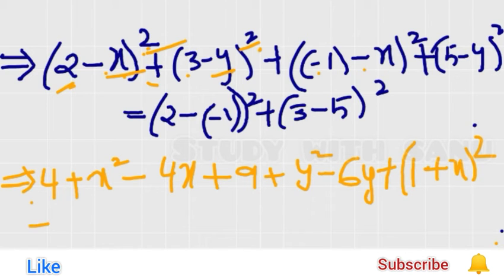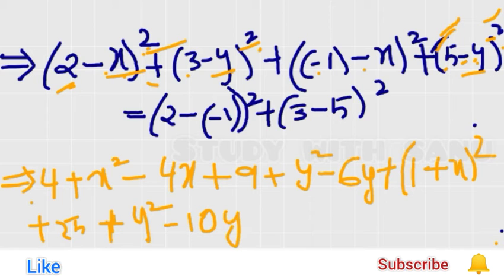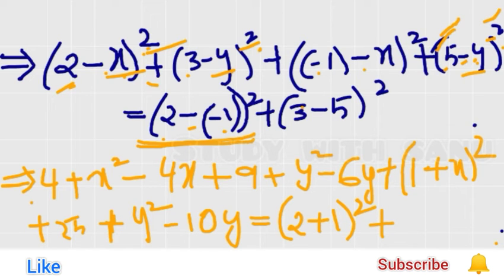Next, plus 5 square. 5 square is 25 plus y square, that is y square minus, because we have minus sign here, 5 twos are 10 into y, that is 10y, is equals to, here also we have negative values, so let us make it positive. Minus into minus is plus, so 2 plus 1 whole square plus, let us subtract this first, then we'll substitute it. Okay, 3 minus 5 is 2, whole square. We have expanded it, so let us move to the next page.